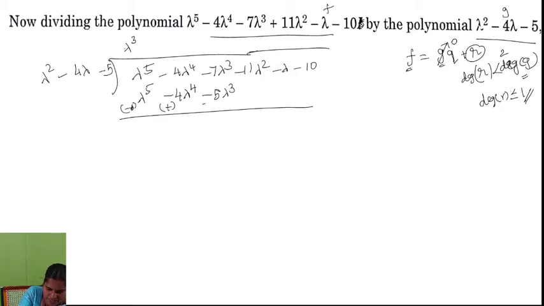Now change the sign. How do we get this term? This term gets cancelled. Minus 2 lambda cubed will be there. Minus lambda, and bring the remaining terms here: lambda squared minus lambda minus 10.